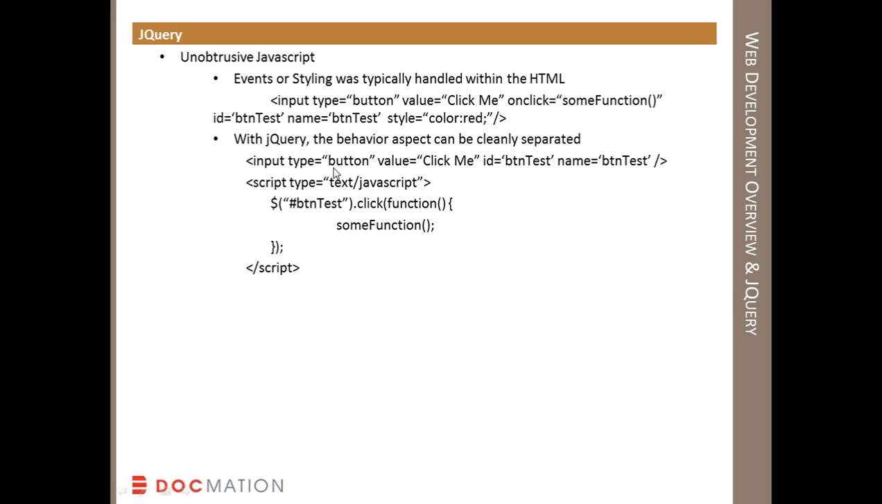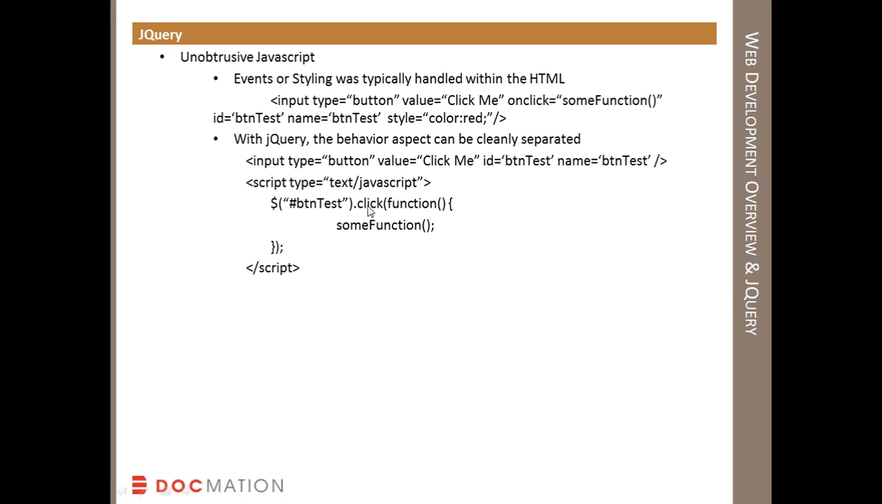So here, I would say input type equal to button, value equal to click me, ID equal to btn test, name equal to btn test. I removed the styling information and the behavior information from this HTML text that I wrote earlier, and instead I replaced it with a JavaScript function. And this is the syntax using jQuery.